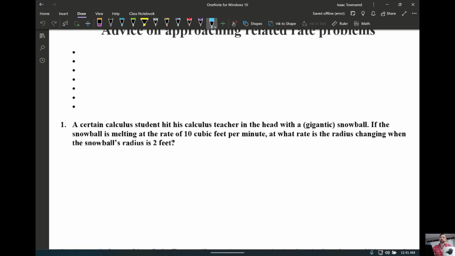Okay, so question one, I'm gonna go over all these with you, obviously. A certain calculus student hits his calculus teacher in the head with a gigantic snowball. If the snowball is melting at a rate of 10 cubic feet per minute, what is the rate the radius is changing when the snowball's radius is 2 feet? So one of our tips here, we need to list out all the given information.